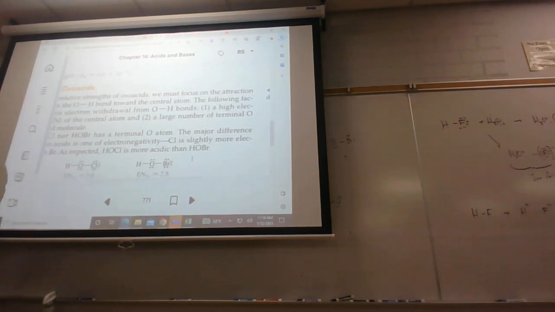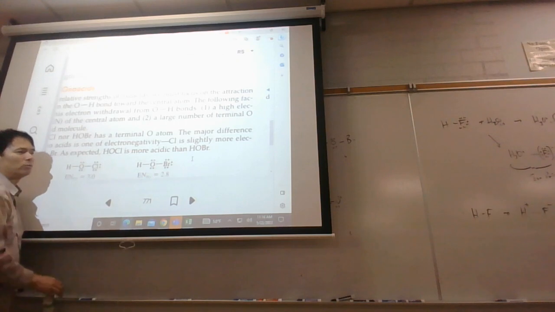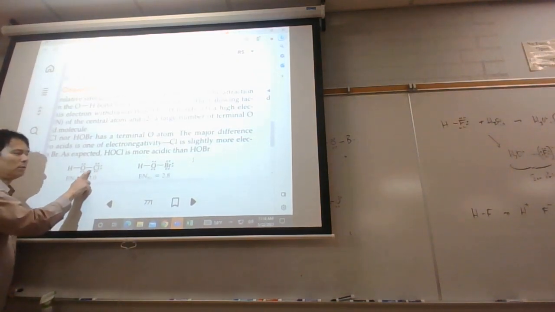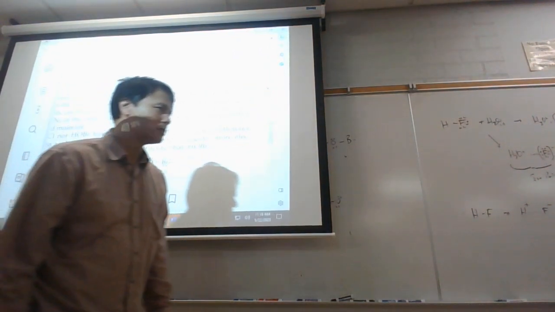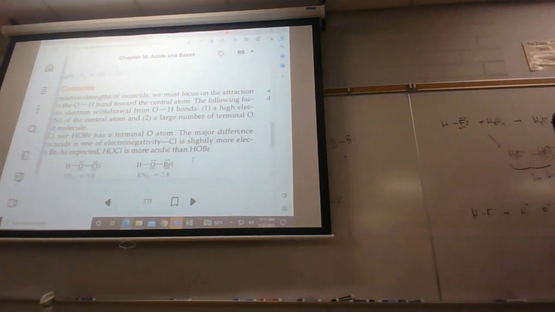And so we're looking at the next. In this case, chlorine. Chlorine's a bit more electronegative than bromine. And so what difference does that make? It means that chlorine has a greater pull for electrons than bromine does. And so we come up with something called the inductive effect.